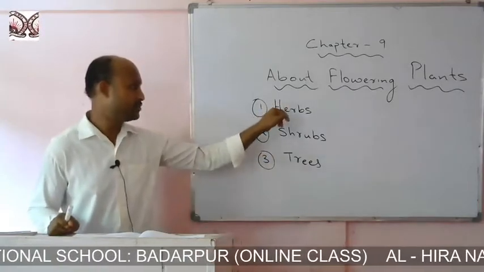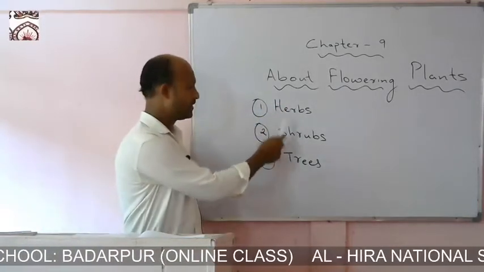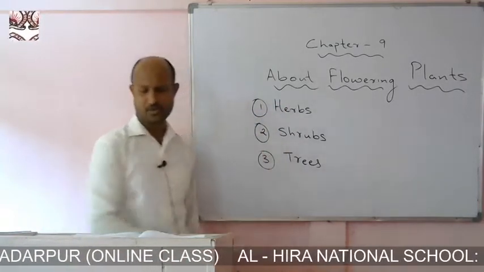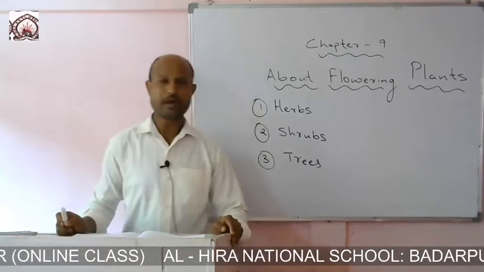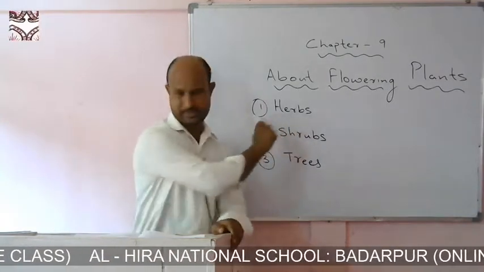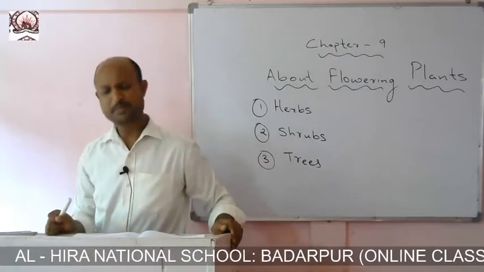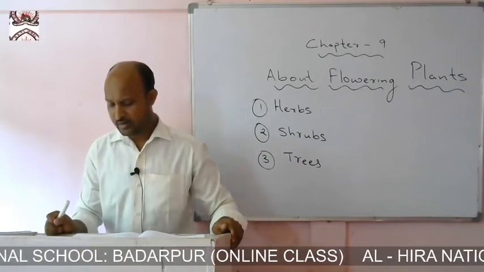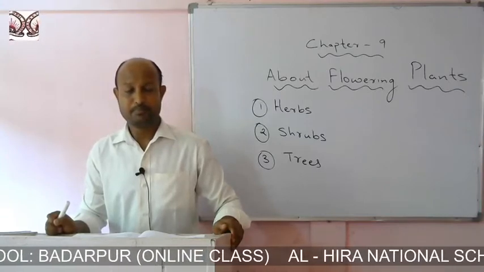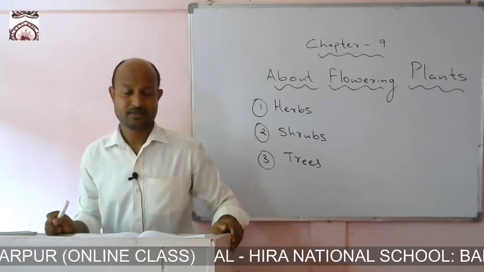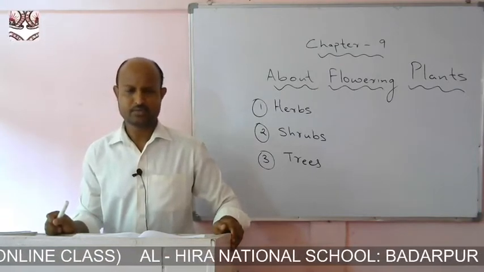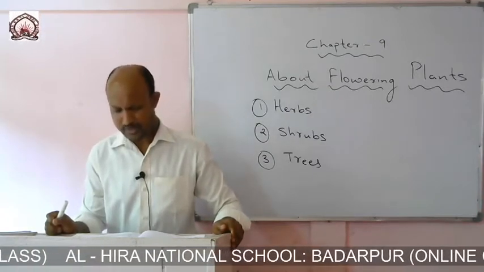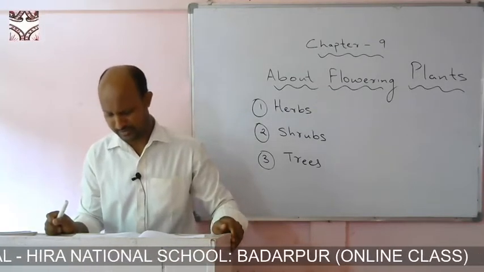Plants are classified into three types. They are herbs, shrubs, and trees. So let us learn one by one. What are herbs? Herbs are small plants with soft green stems, which are branchless. That means they do not have branches. They may or may not have branches.